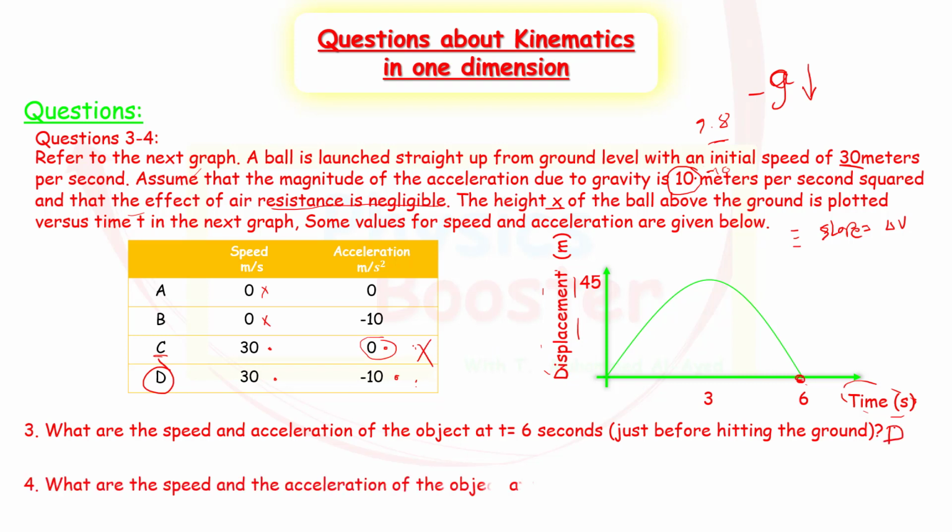Okay, let's see question 4. What are the speed and the acceleration at t equal to 3 seconds? So it's asking about the velocity right here and the acceleration. So we already mentioned that the acceleration can never be 0, so the correct answer is going to be either B or D. Now, which of them is the correct answer? It's asking me to find the speed. Now, how can I know the speed? Well, actually, it's common sense.